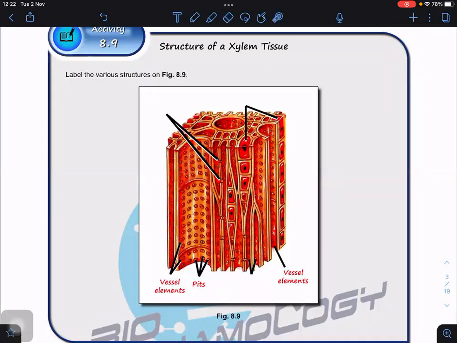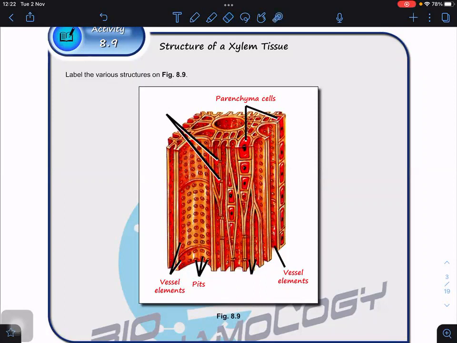And then you can see that we have some living cells here. Those living cells are known as the parenchyma, or xylem parenchyma cells.